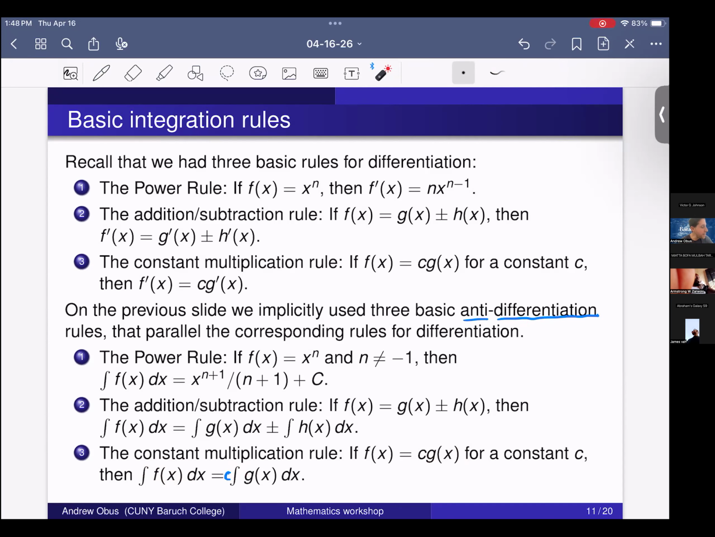Okay, so the basic derivative rules work the same way for integrals, except that the power rule looks a little different. The power rule doesn't look like nx to the n minus 1. For the power rule, when you anti-differentiate, you have to raise the exponent by 1 and then divide by the new exponent. Okay, so these are these rules.